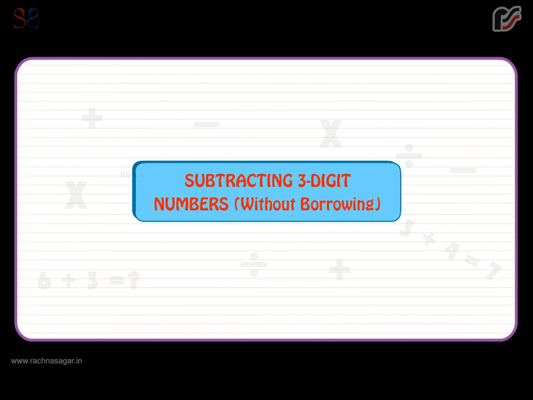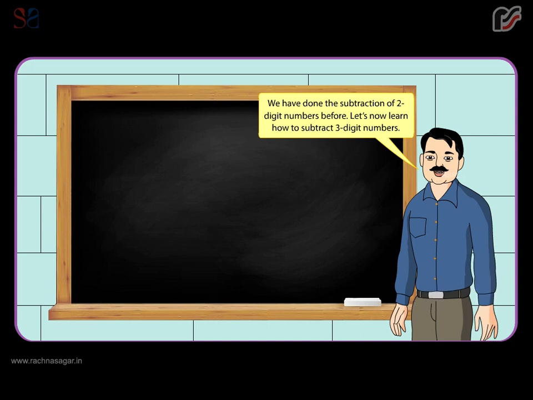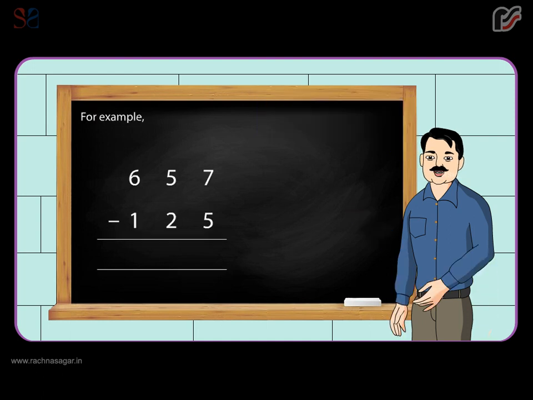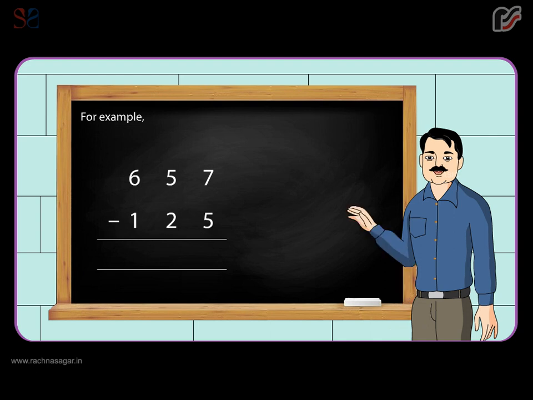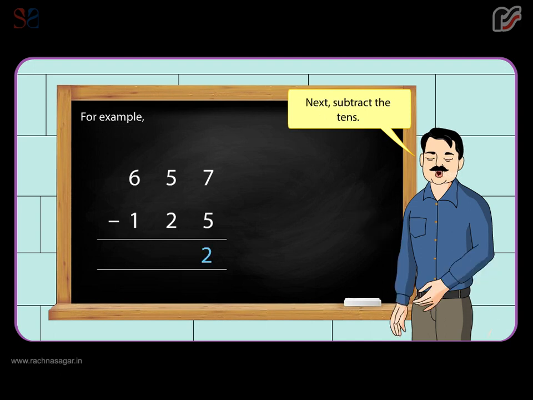Subtracting three-digit numbers without borrowing. You have done the subtraction of two-digit numbers before. Let us now learn how to subtract three-digit numbers. For example, to subtract 125 from 657, first subtract the ones. 7 minus 5 equals to 2 ones. Write 2 under ones column.